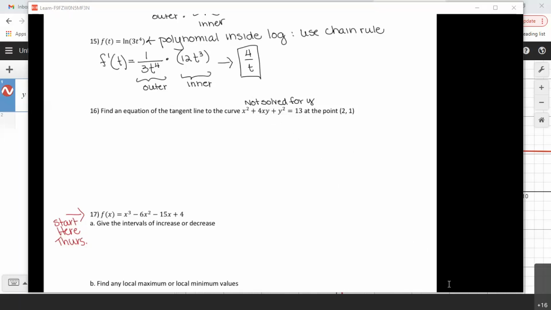Anybody have any idea? You can't easily solve for y because of the xy term, and you'd have to take a square root. You'd get a positive, negative square root. It's messy. Okay. Can you differentiate it as it is?